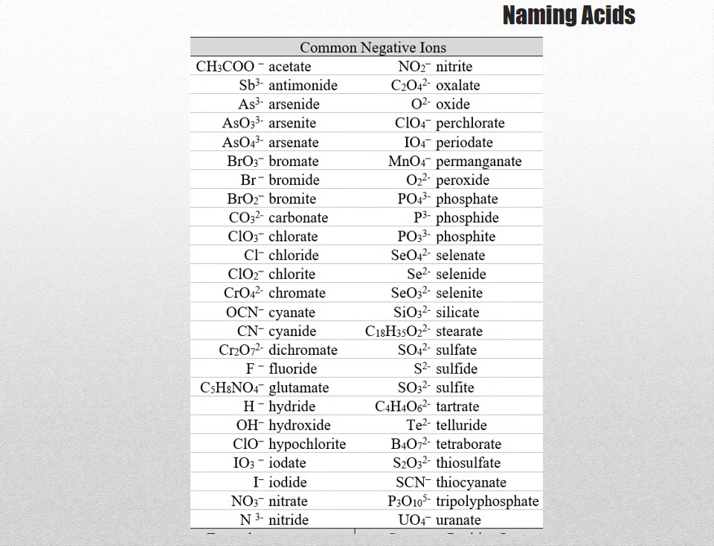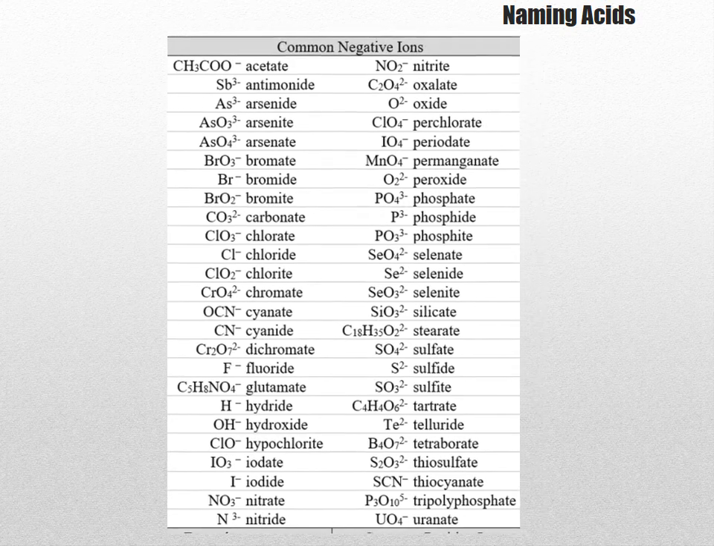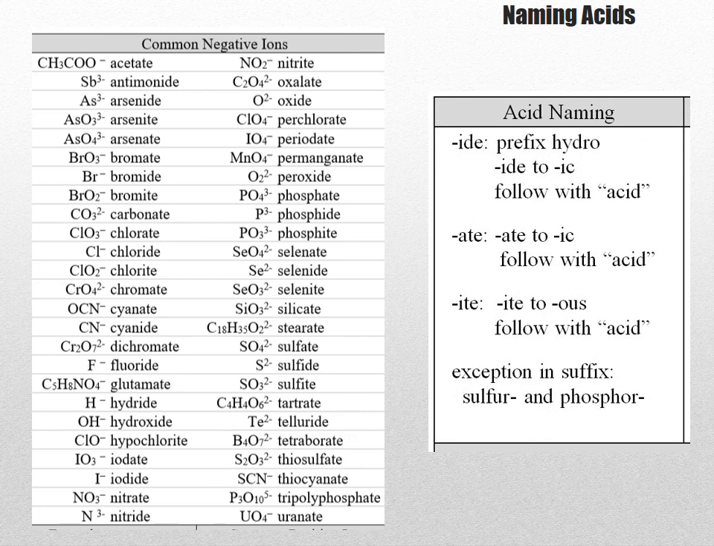Have you ever noticed that all the negative ions on the common negative ions list either end in ate, ide, or ite? On your formula sheet, you need to find the acid naming box. When the anion ends in ide, we add the prefix hydro, we change ide to ic, and then we follow with the word acid. If the anion ends in ate, we change ate to ic, and then follow with acid. And if the anion ends in ite, we change ite to us and follow with the word acid.